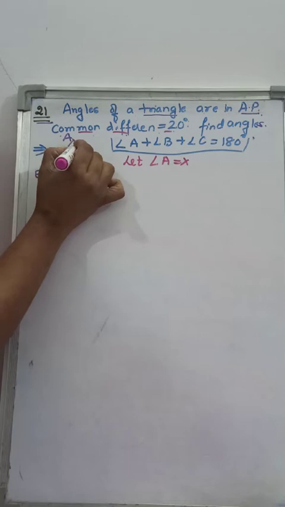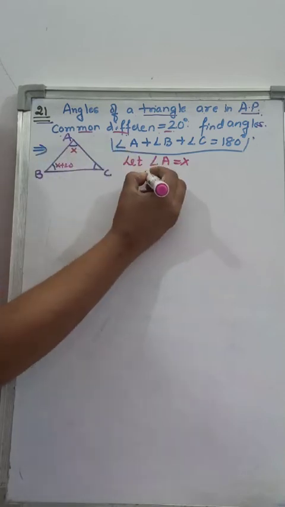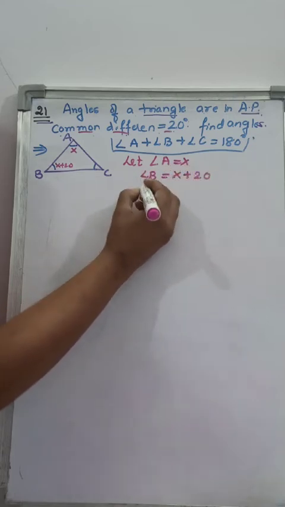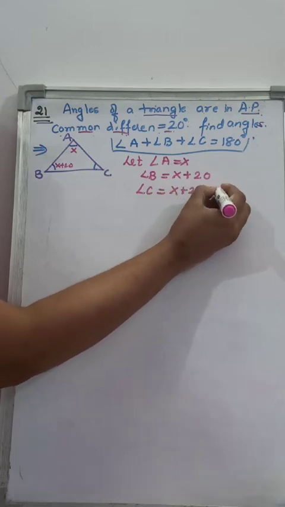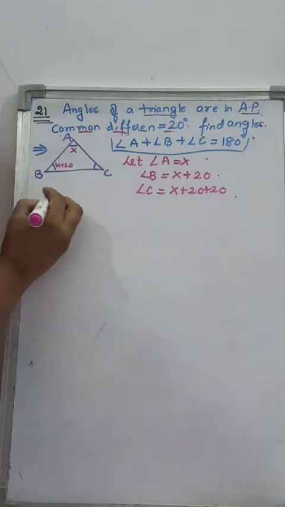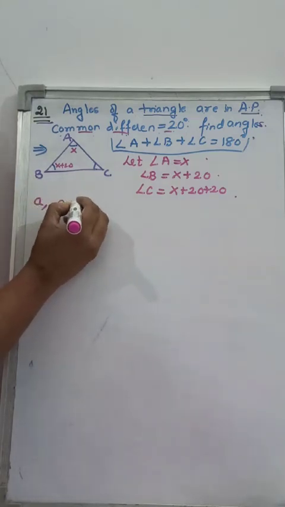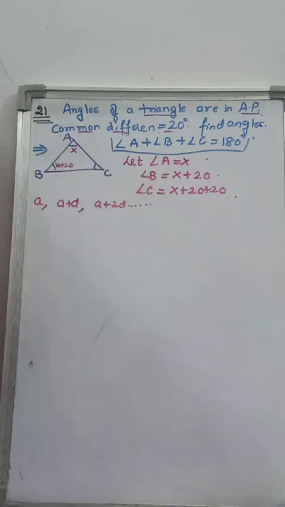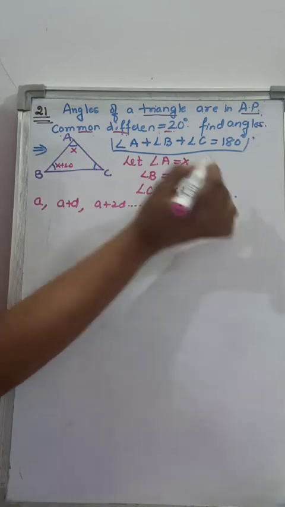That means if A is x, what will be B? X plus 20. Clear? So that is x plus 20. And angle C will be x plus 20 plus 20. Now how am I writing this when they are in AP? I have told you the first term will be A, then A plus D, then A plus 2D, and so on. So this is A plus D, A plus 2D.